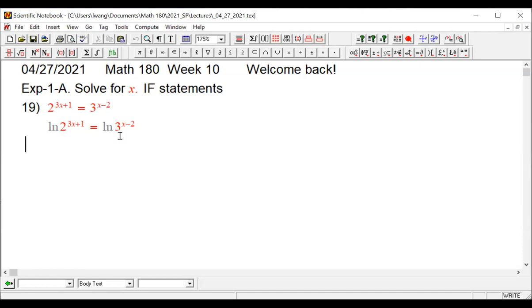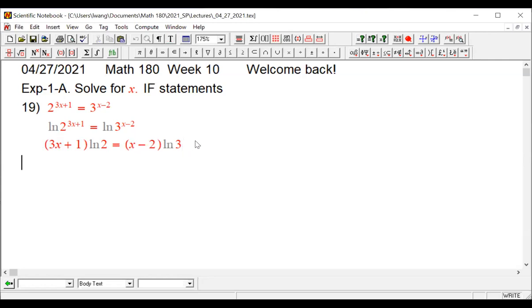All right, with that being done, we're going to have the power rule: (3x plus 1) ln 2 equals (x minus 2) ln 3. You see, I'm being very careful. There's x here and there's x there. You have to bring them together. Remember, we mentioned earlier, you want to treat ln 2 as a single number and ln 3 as a single number. Don't separate them. You cannot separate them. And we need parentheses.